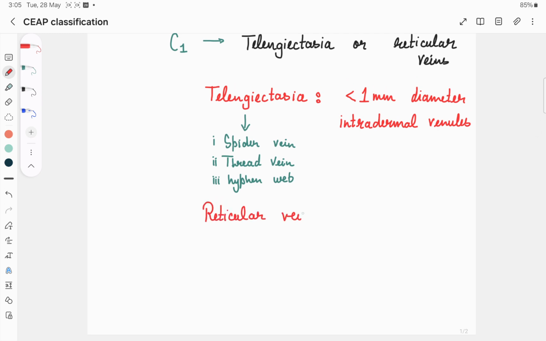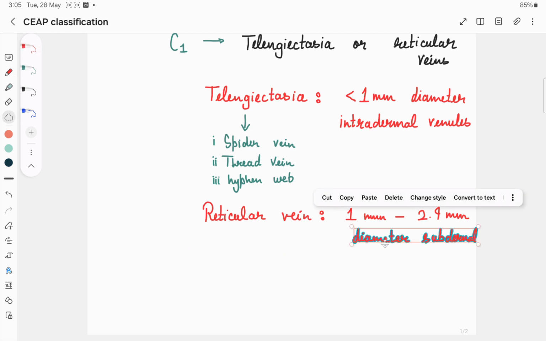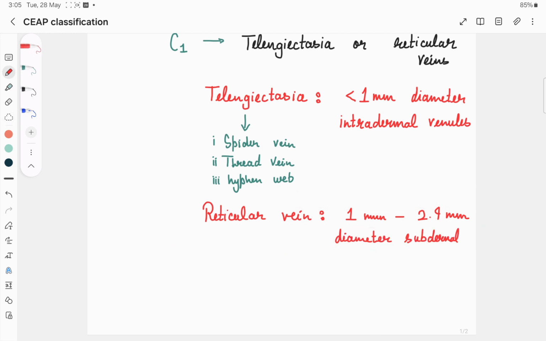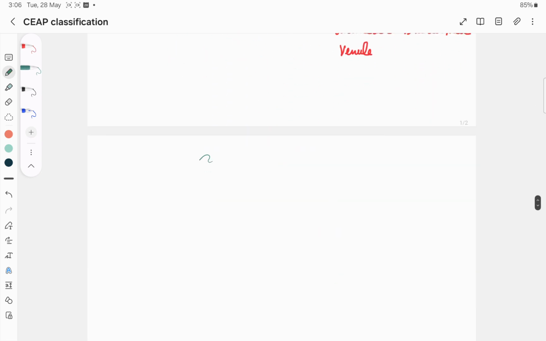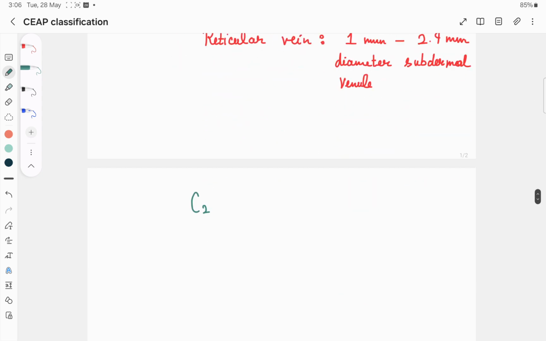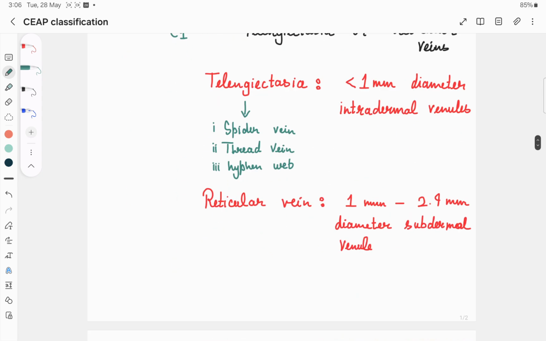Next, what are reticular veins? Reticular veins are 1 to 2.9 mm diameter subdermal venules. So we've learned about telangiectasia and reticular veins. Now C2. So what is C2?